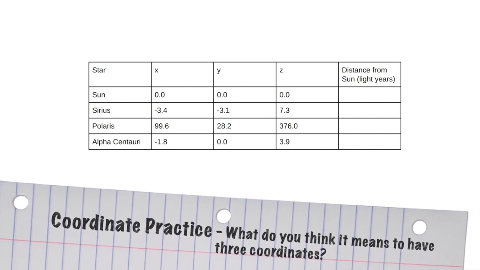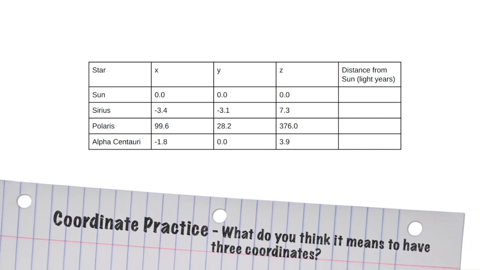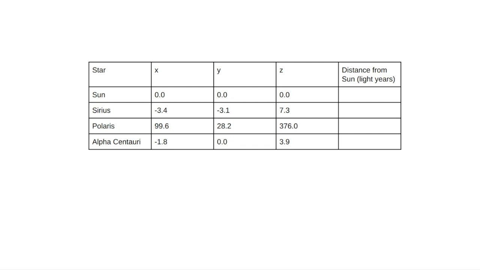Pause the video and write down, what do you think it means to have 3 coordinates? Start the video again when you're ready. Did you figure it out?